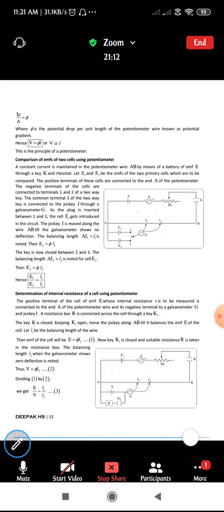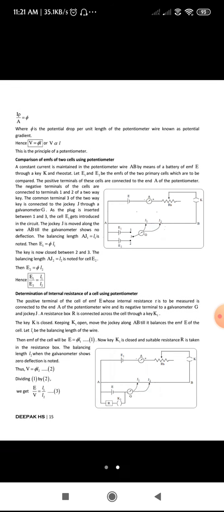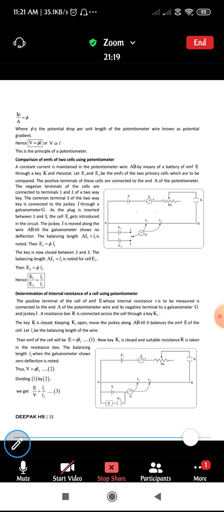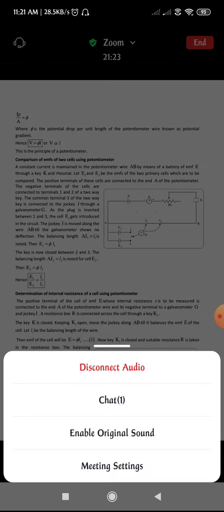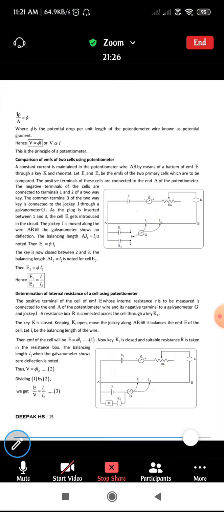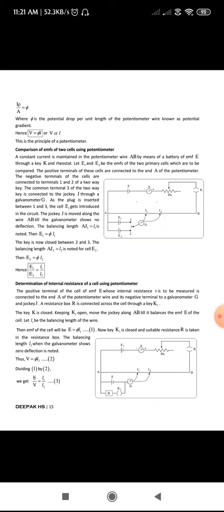Okay, any doubts, students? Any doubts you can ask. Yes. Reply, have you understood? Shall we move to the next topic?